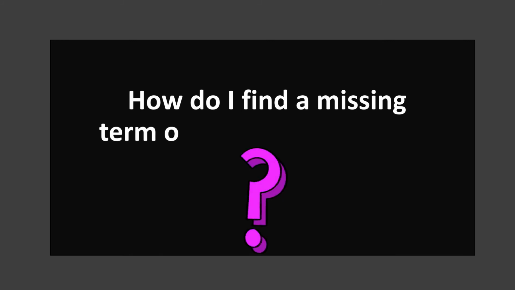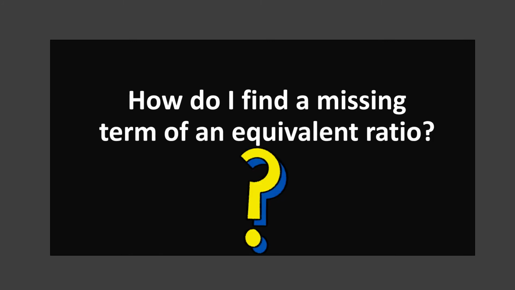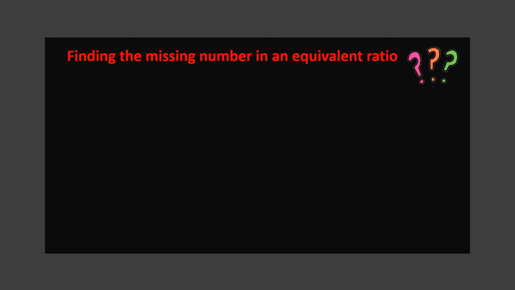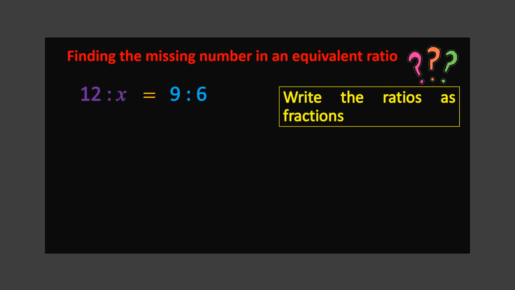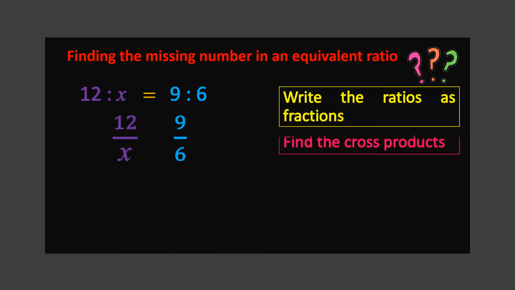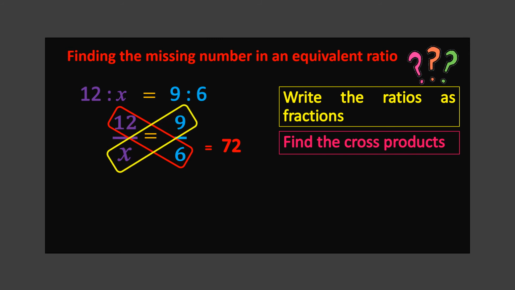Okay, how do I find a missing term of an equivalent ratio? Here is an example on that. 12 is to x equals 9 is to 6. It says it is equal. So write it as a fraction first and then find the cross products. 12 times 6 is equal to 72 and 9 times x is equal to 9x.